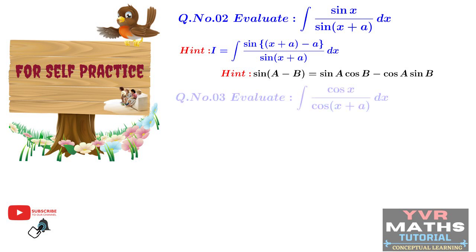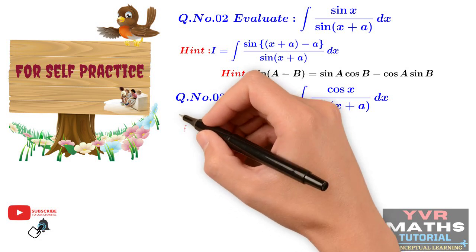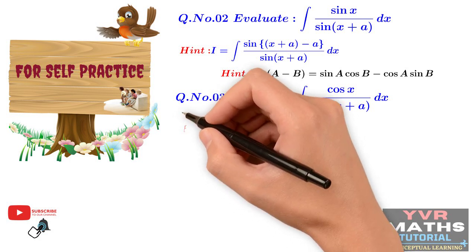See, third question. So this is the third question. If you observe in the third question, the integrand is in the form of cos x by cos of x plus a. Now, in this integrand, the numerator part, the angle of cos is x. So for this x, I am adding a and subtracting a. Now x plus a alone, you can take as one combination and minus a separately. So I will give you the hint for this question also.